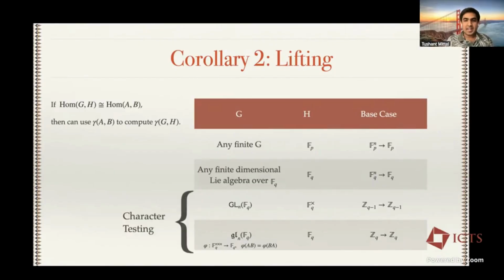And the interesting case, I guess, in the last two is what's called the character testing problem. Where you have an arbitrary group G, and you want to think of the target being either complexes or, in this F_q case, the invertible elements of F_q. So these are the one-dimensional representations. And in the second case, you have linear maps on n by n matrices. So GL_n(F_q) is all n by n invertible matrices.